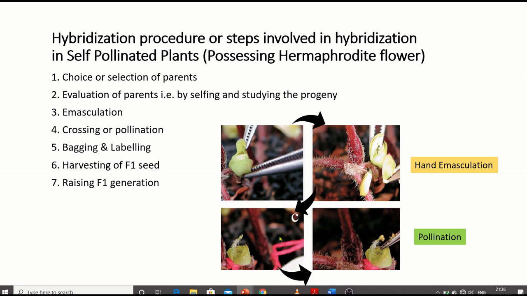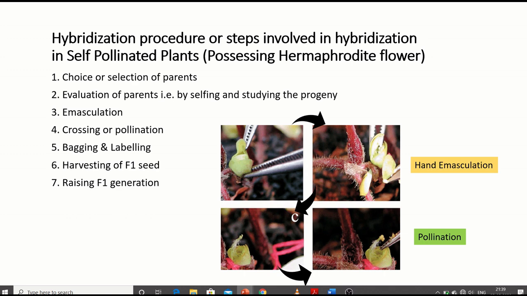Okay, and things should be taken care that the exposed stigmatic surface is not pollinated by foreign pollens, unwanted foreign pollens. Okay, and for this you can use bag tags or straw, straw pipe, in order to avoid the foreign pollens contaminating the stigmatic surface.